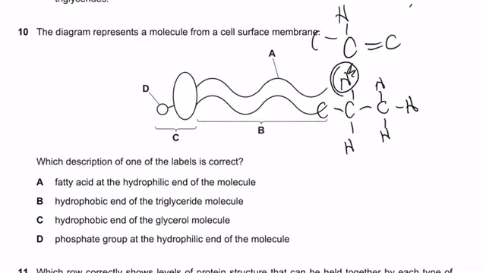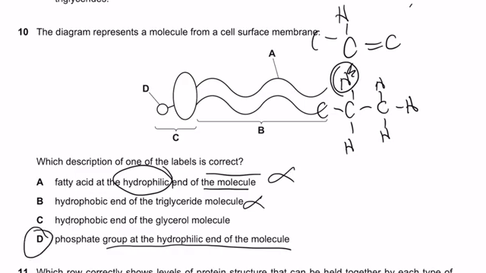The diagram represents a molecule from a cell surface membrane. What description of one of the labels is correct? We have the fatty acids at the hydrophilic end of the molecule. A is a fatty acid, but it's not at the hydrophilic end. It's at the hydrophobic end of the triglyceride molecule. This is a phospholipid because we can see there are only two fatty acid chains and a phosphate group right here. And D, phosphate group at the hydrophilic end of the molecule, definitely. C, again, there is glycerol, but it's not at the hydrophobic end, it's at the hydrophilic end.